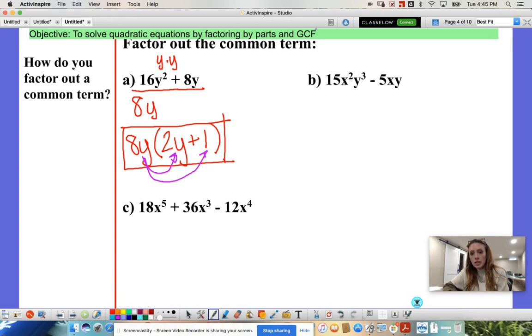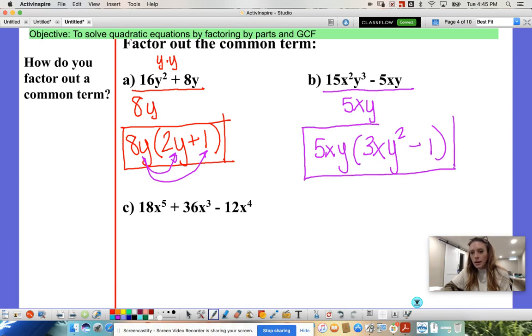Okay, so if you want to pause me at this point and go ahead and try it on your own, I think that's a great idea. If not, here we go together. So the greatest common factor of 15 and 5, I can see that's 5. And then I've got an x squared and an x. Well, the most I can take out is an x. And y to the third and y, the most I can take out is a y. So 15 divided by 5 is going to leave me with 3. x squared divided by x, I only have 1 x left. y to the third divided by y, I have 2 y's left. And then minus 5xy, well, that's just 1.